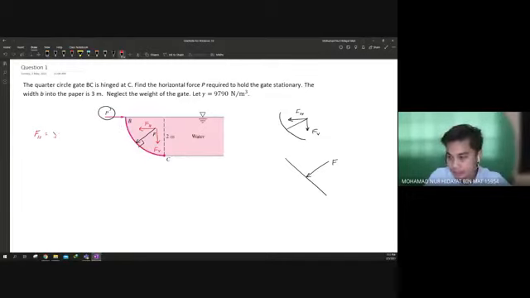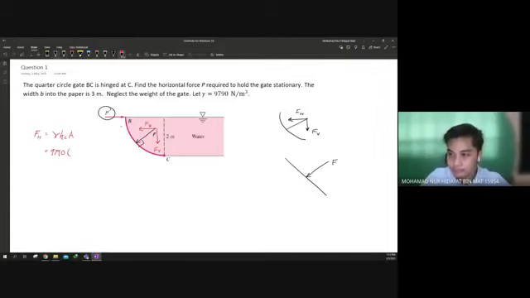Which is gamma HC multiplied with area. This is the basic equation. Okay, the gamma is the specific weight of the water, which is 9790. Okay, HC, what is HC? HC is the height from the surface of the water to the centroid of the plane.